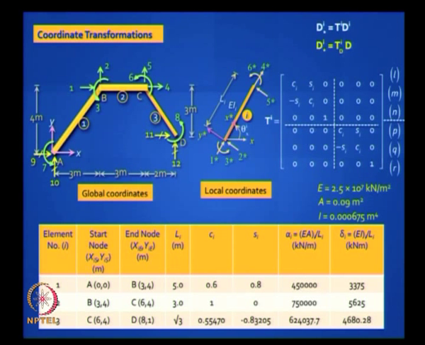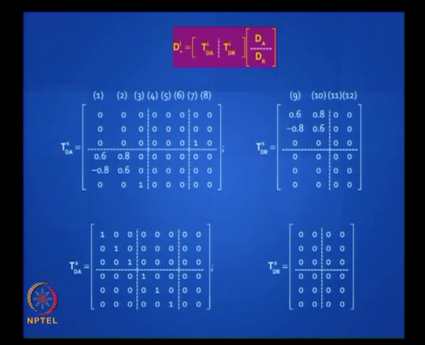So basically you have to use these transformation matrices and fill up the appropriate column. You see the tail end gets filled in element 1 and the start end gets filled in element 2. It is only 1. Is it clear? I hope you know how to fill this up.